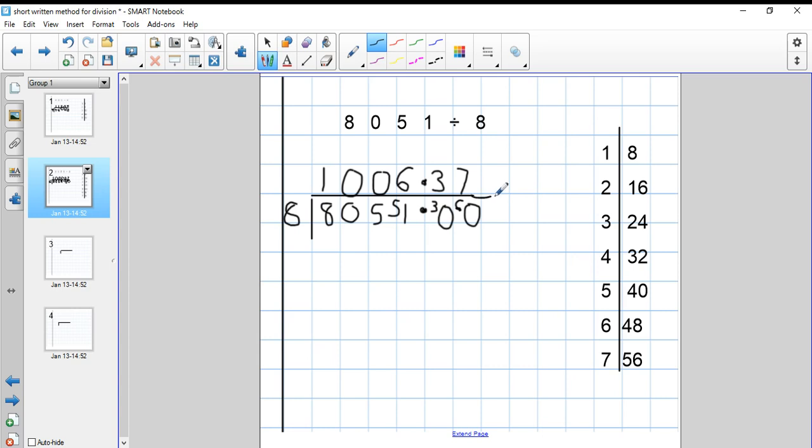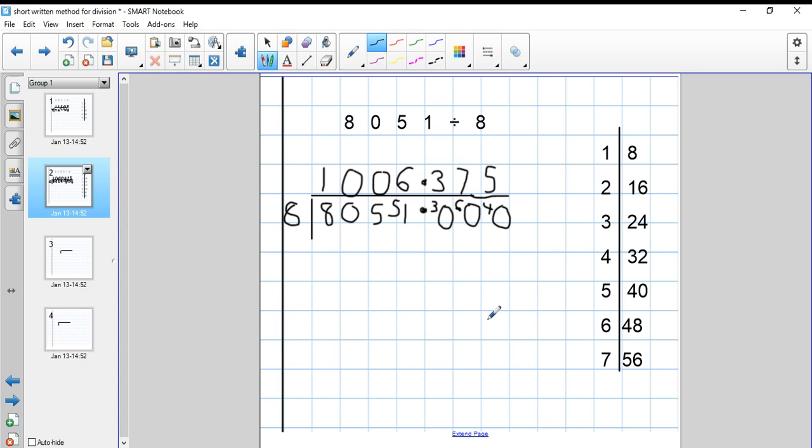Just going to extend my line here. I have a remainder of 4, and I need to put a placeholder 0 next to that 4. So now I ask myself, how many times does 8 go into 40? 8 goes into 40 5 times, because 5 times 8 is 40, meaning I have no remainders. So I've come to the end of my answer. So my answer is 1006.375.